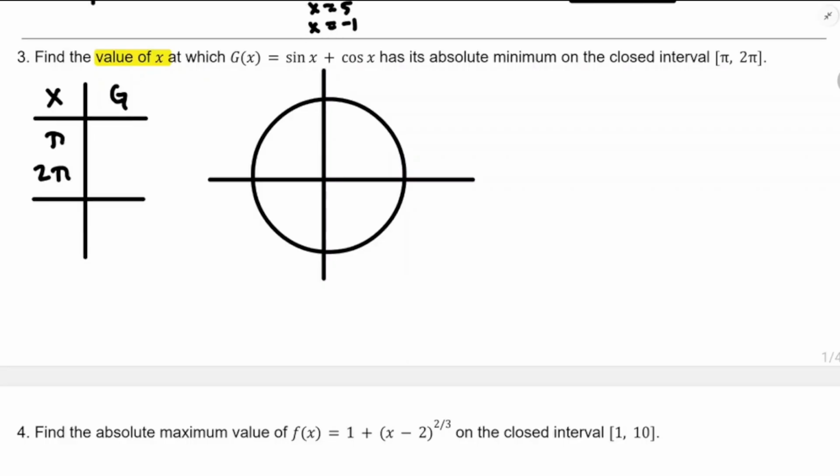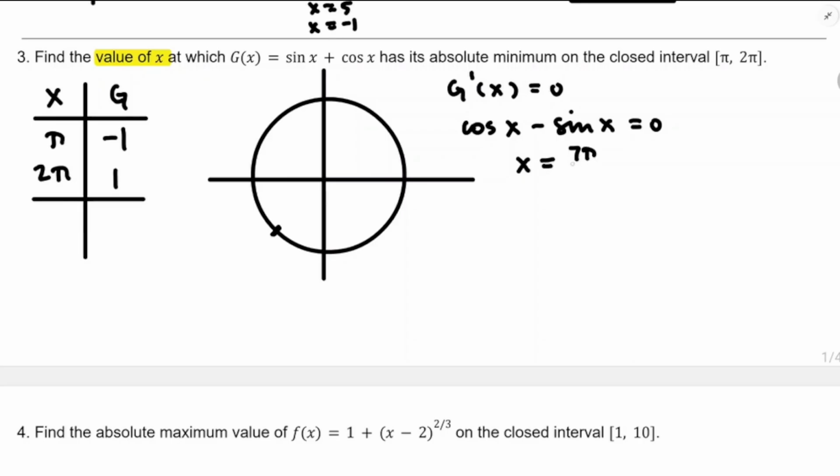All right, at pi, sine is 0, cosine is -1. At 2 pi, sine is 0 and cosine is +1. And then find where g prime of x equals 0. That would be where cosine x minus sine x equals 0 on the interval pi to 2 pi. So that's going to be down here. Okay? We're both negative, and then the pi over 4 is where kind of the same kind of coordinates. So then it's going to equal x equals 7 pi over 4.